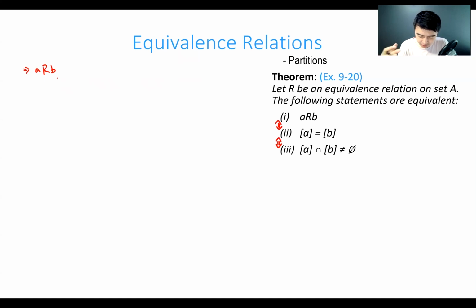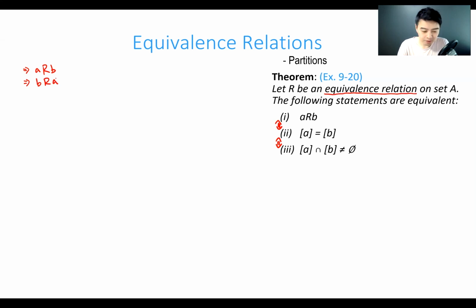Can we also say that the equivalence class of A intersect with the equivalence class of B is not empty? Okay, so let's see if we can prove all of those things. And in fact, we want to show that these things are really saying the same thing. All right, so let's start with A is related to B. If A is related to B, now remember, this is an equivalence relation, so we can also say that B is related to A.